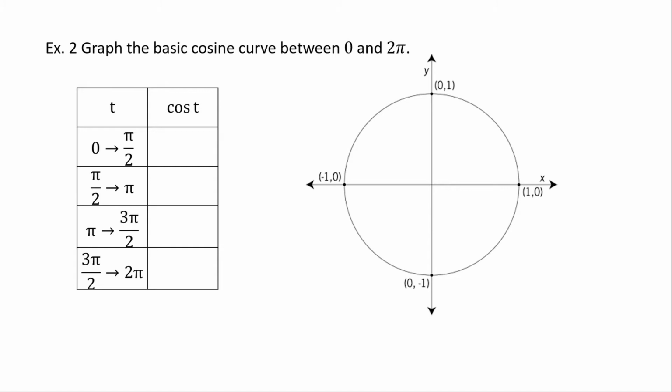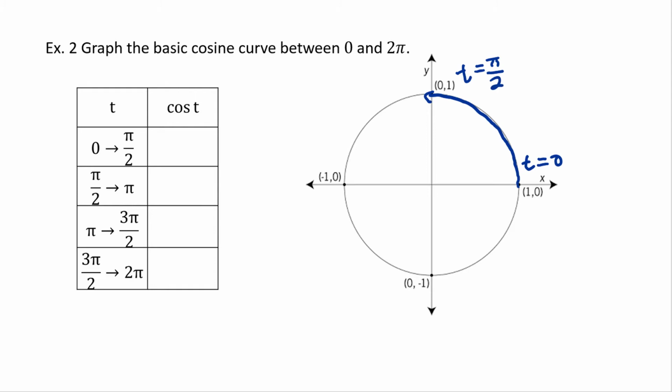Graph the basic cosine curve between 0 and 2 pi. Let's begin with the unit circle, and notice that I've got 4 points marked on the unit circle. They are 1, 0, 0, 1, -1, 0, and 0, -1. Each of these correspond with a specific t value. The starting point is t equals 0. And as you traverse along the circle, quarter of the way, that is t equals pi over 2.